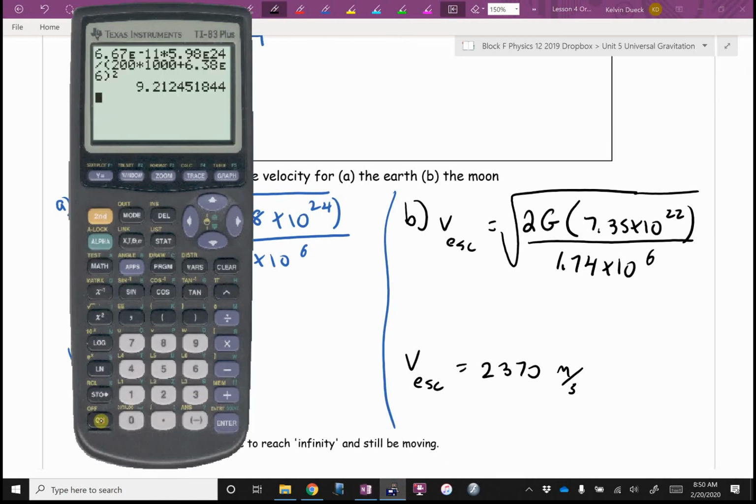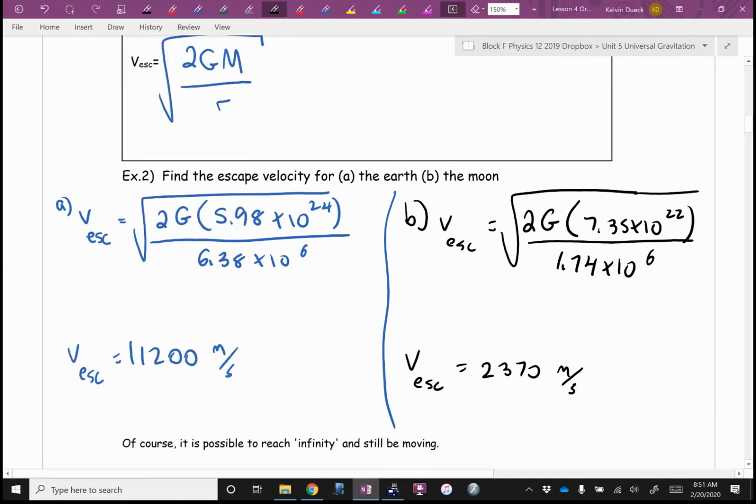If I go 11,200 divided by 2,370, it's almost 5 times faster to leave the Earth. And remember, kinetic energy has a squared in it, so it takes roughly 25 times more fuel to launch from the Earth than it does to launch from the moon. So from a purely economic standpoint, I hope your generation is the generation that has moon bases.